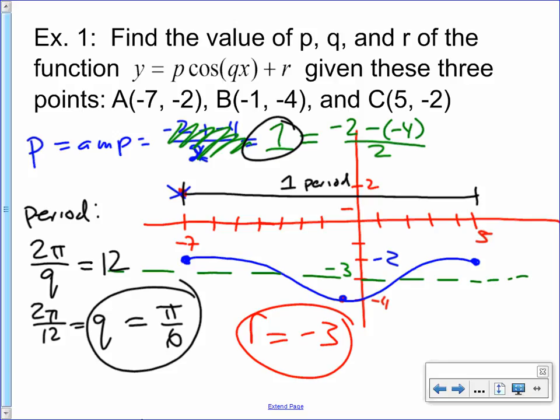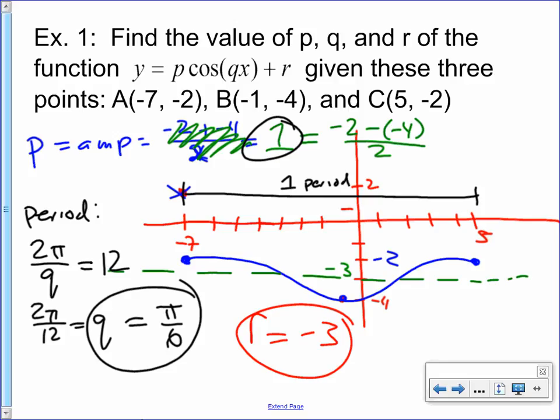Question. Which one? Oh yeah, divided by the length. Because the period was 12, right? The period of cosine is 2 pi divided by b, which in this case is q.